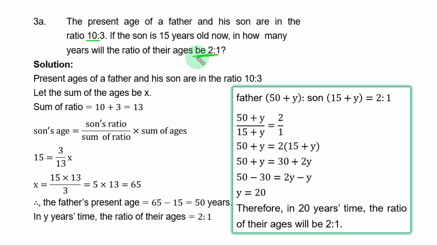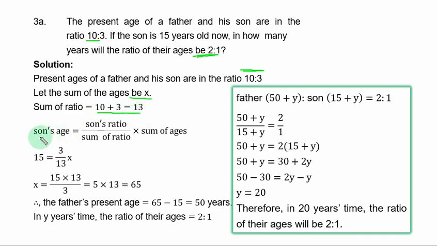Solution: present ages of a father and his son are in the ratio 10:3. Now, the son's age is known, the father's age is not. So, if we get the sum of their ages and subtract the son's age from it, you get the father's age. So, we use the idea of ratio in sharing from that point. Let the sum of the ages be s. Now we need sum of ratio. Sum of ratio is 13.